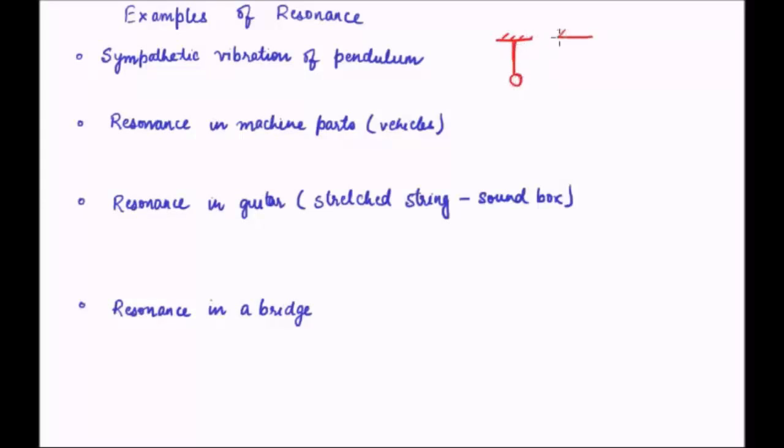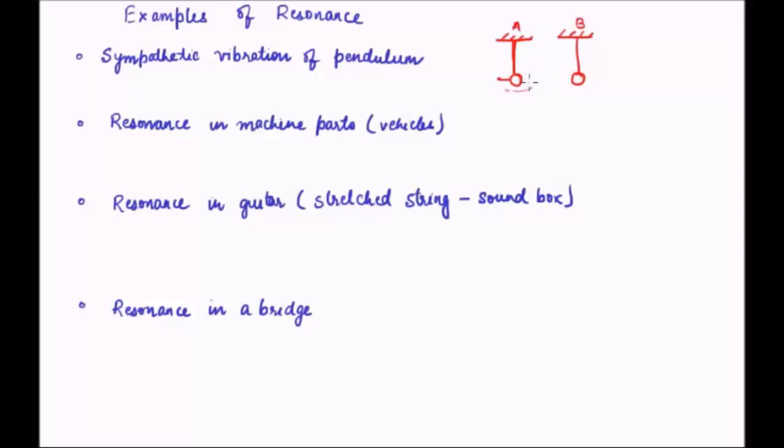This is, let's say, pendulum A, and this is pendulum B. Now, to begin with, pendulum B is kept standstill and pendulum A is given some vibration such that it vibrates about its mean position. You will notice that after some time the pendulum B also starts to vibrate, and the vibration of pendulum B will be in the same phase as pendulum A.